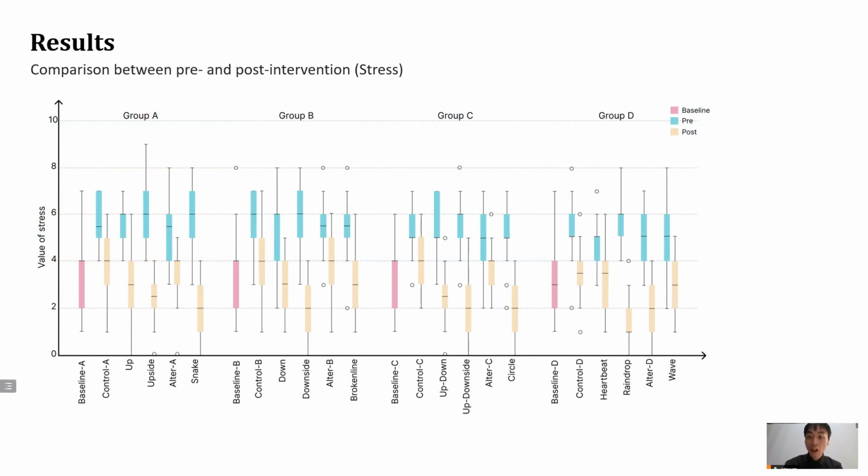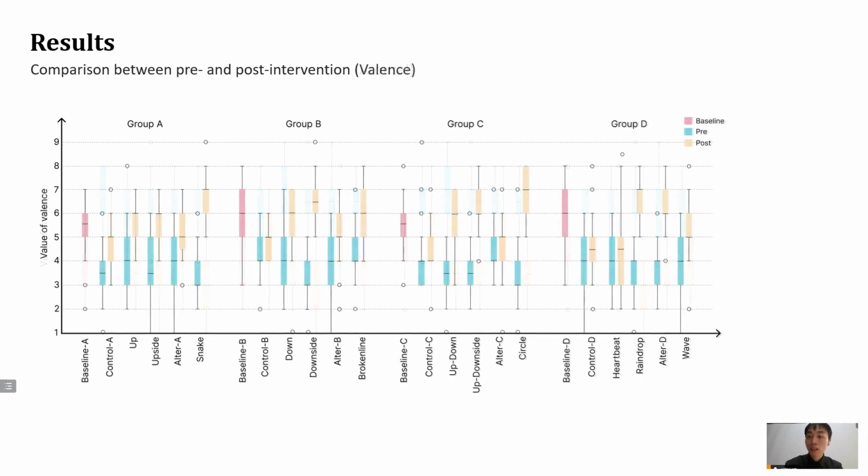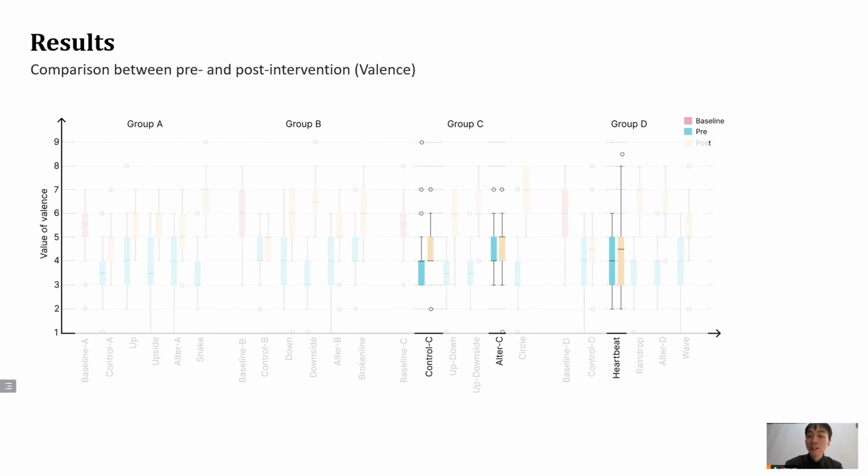For quantitative data, we made comparisons between the pre- and post-intervention scores. The results showed that most of these patterns, as well as the control conditions, made significant contributions to stress reduction. For stress and arousal scores, a significant decrease occurred after the intervention under all conditions. In terms of valence, we only observed no significant difference in the control condition of Group C, the Alter C pattern, and the heartbeat pattern.